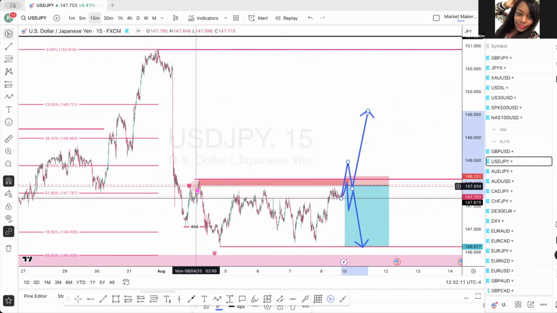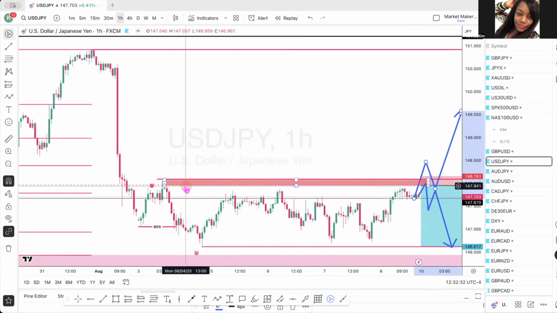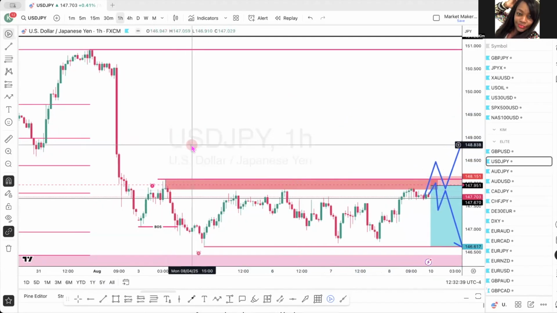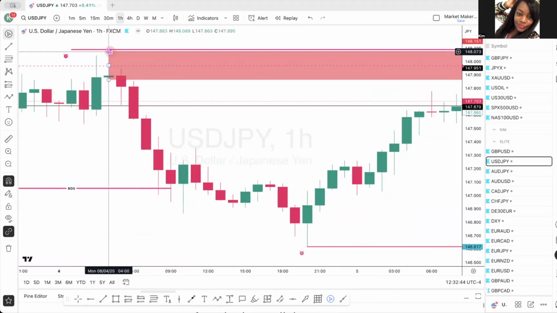So the only reason I went down to the 15, and I say this all the time, the only time I go to the 15 is to look for my entry. So when I see that there is this bearish structure and I go to the 1 hour and I'm saying, okay, there is a little structure, this little zone here, right? That little green candle right there. I can mark that up.